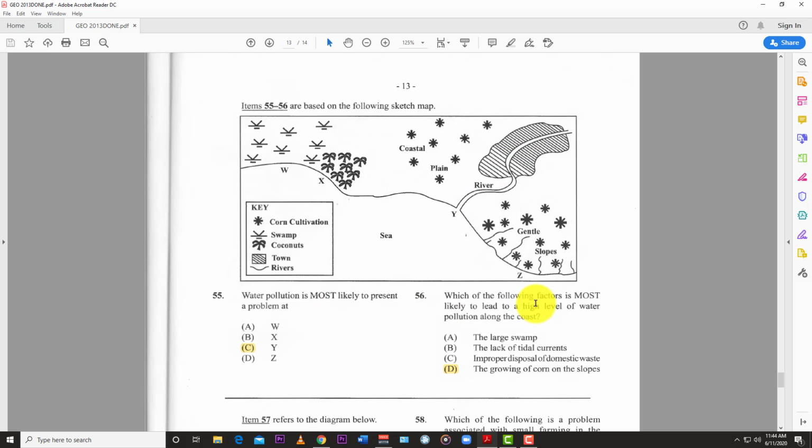56, which of the following factors is most likely to lead to a high level of water pollution along the coast? And so the answer here is D, the growing of corn on the slopes. Alright, the growing of corn on the slopes. And you see the corn right here. And so if you have to fertilize the corn and whatnot, of course it's going to wash away down into the water. The pesticides and the fertilizer are going to wash down because it's sloping, so it's going to wash down into the water.